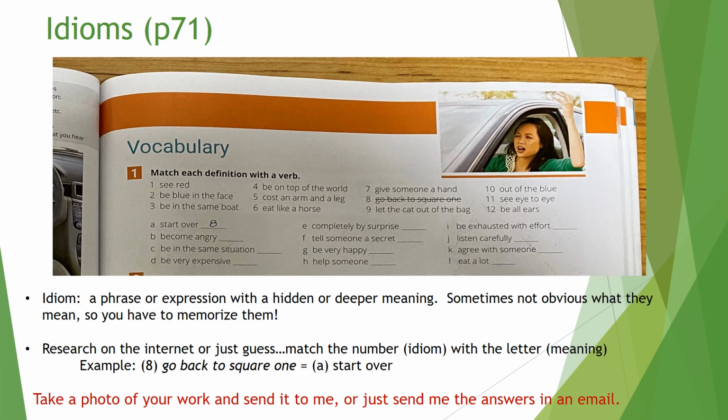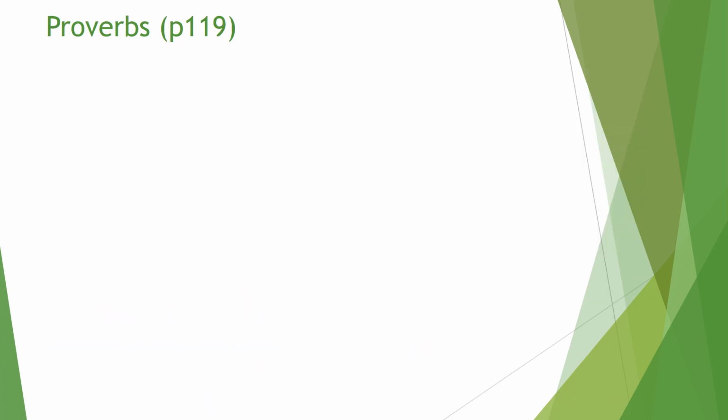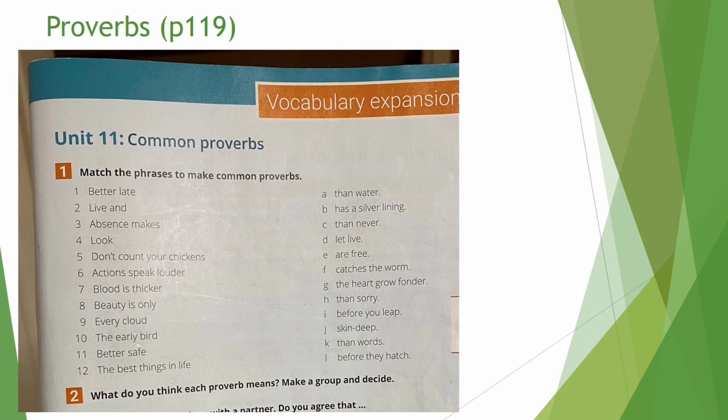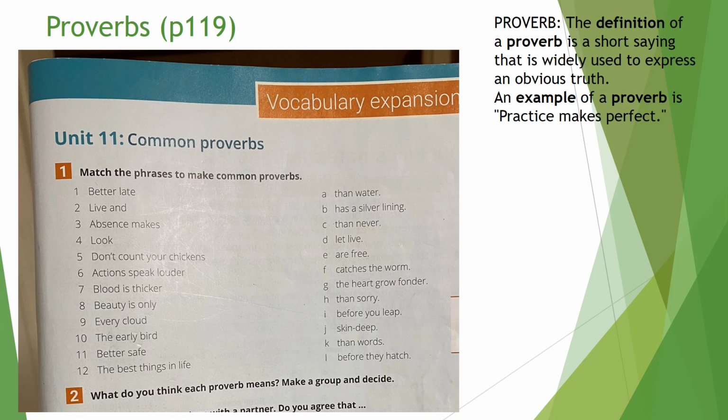Okay, same instructions. All right, and then there is one more part. Proverbs. This is page 119 of your book. Common proverbs. What is a proverb? The definition of a proverb is a short saying that is widely used to express an obvious truth. So an example of a proverb is, practice makes perfect.